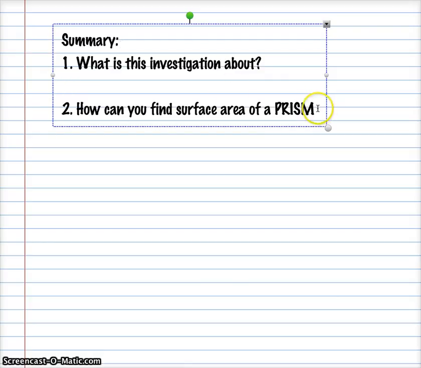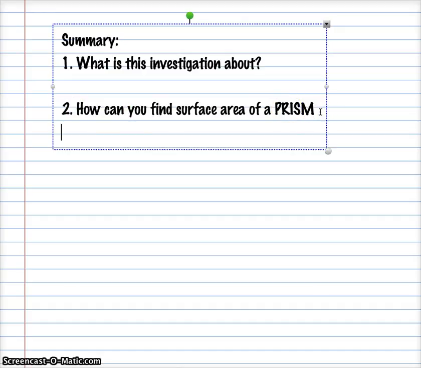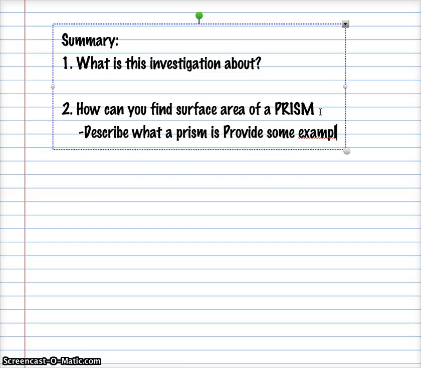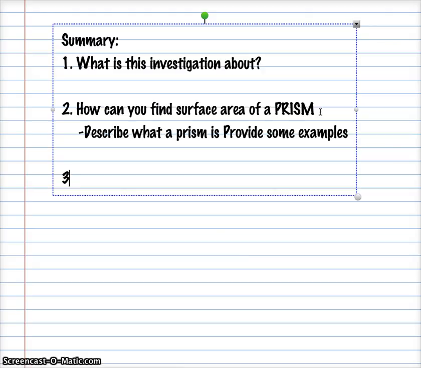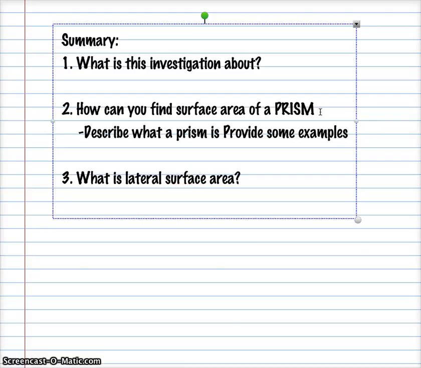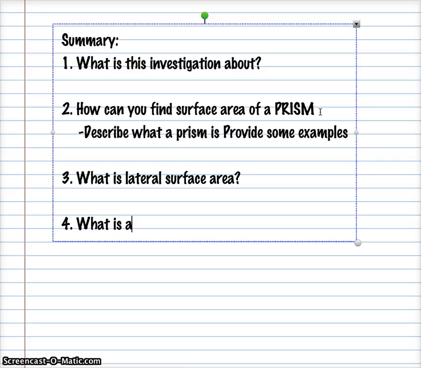So let's put this down here. Maybe before 2, you need to describe what a prism is. Maybe provide some examples that you might see in real life of prisms. And then 3, what is lateral surface area? And what is a net?